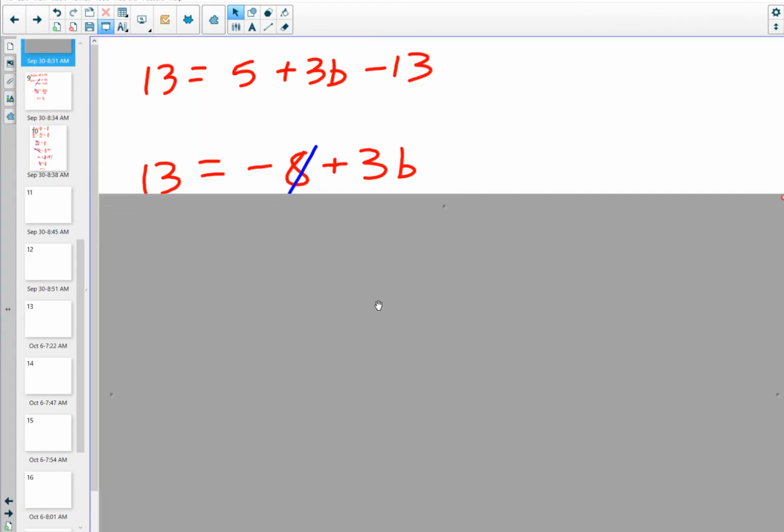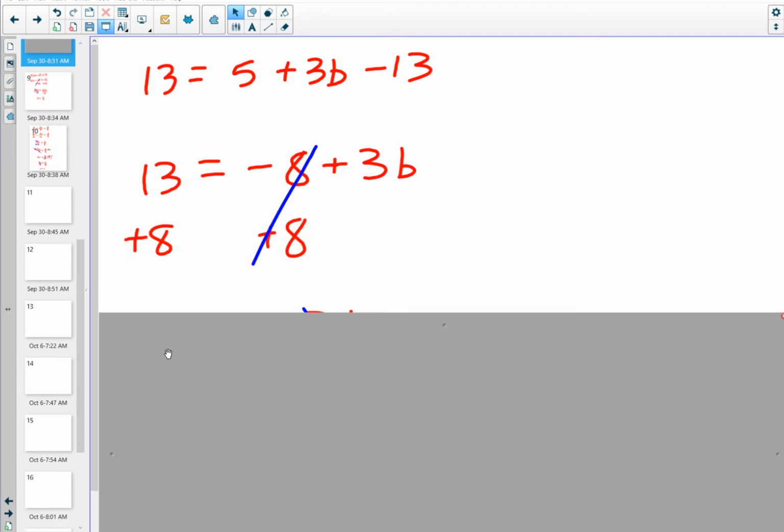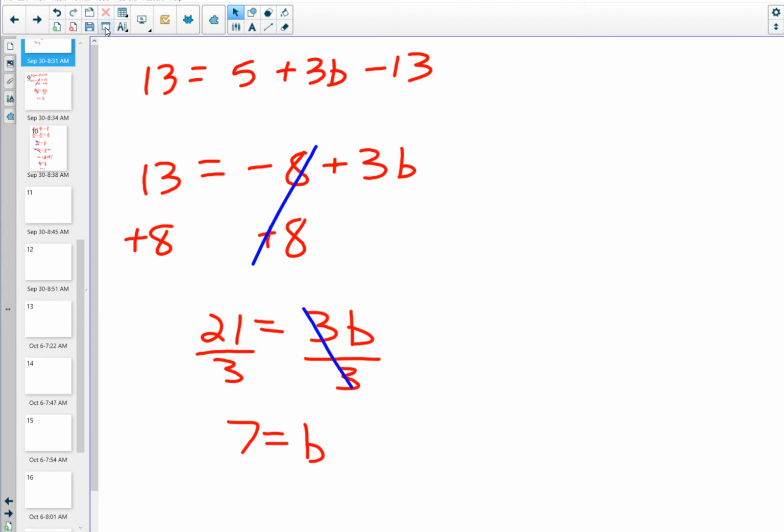Okay, so now this starts to look a lot like the rest of the equations we solved. In order to get the b by itself, I have to get rid of the negative 8 and the 3. I would get rid of the negative 8 first by adding 8. 13 plus 8 is 21. Divide both sides by 3. And we get that b is equal to 7.